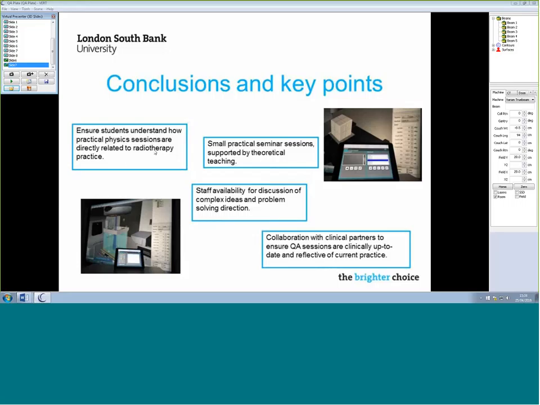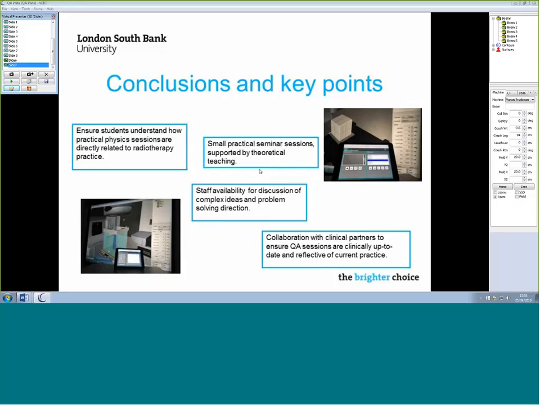We've acknowledged that it's really important to ensure that the students understand directly how these practical physics sessions relate to their radiotherapy practice, because that greater level of understanding really helps them bridge the gap between the theoretical teaching and then clinical placement as well.